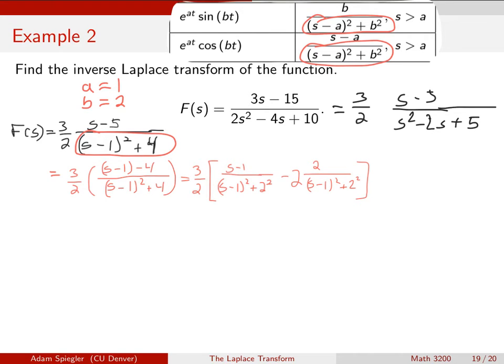Okay, so all I did was I had this s minus 5 up top, which didn't match up anything that I have in the table. But I can take s minus 5 and write it as s minus 1 minus 4. So I'm going to use the s minus 1 for this piece so that it matches up the form for e to the at cosine bt. And now I still have this minus 4 left over.